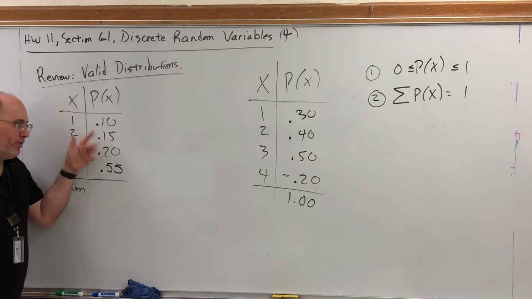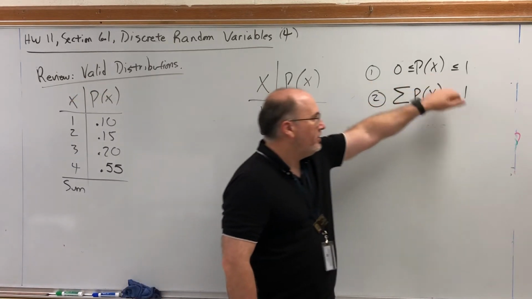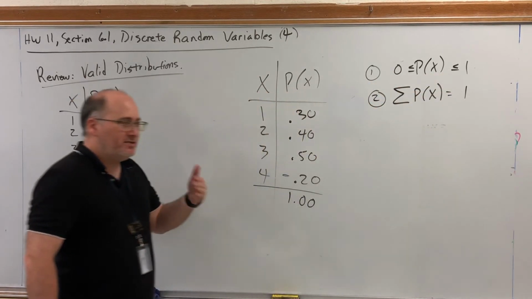All of the individual probabilities have to be between 0 and 1, and the sum of all the probabilities must equal 1.